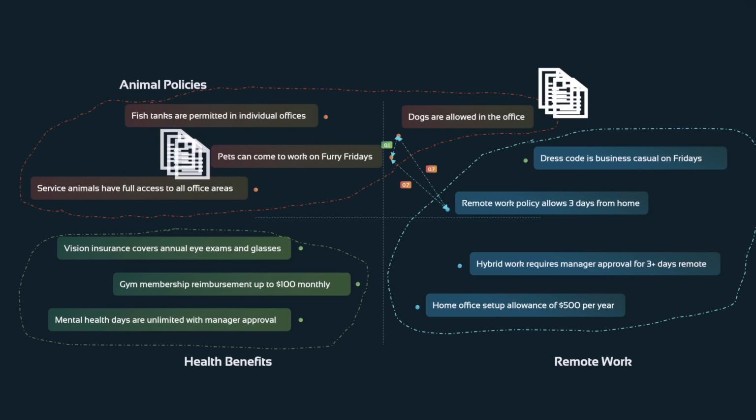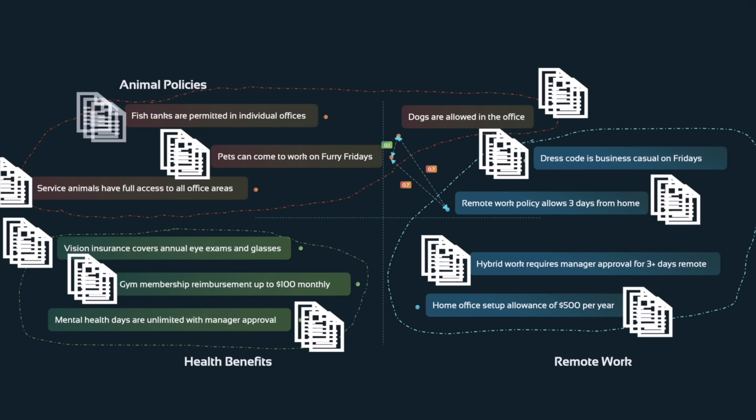Let's now understand chunking. Now that we understood how vector databases work, we have a new challenge. We've been working with simple sentences like dogs are allowed in the office on Fridays. But what happens when we have real policy documents? What if we have a 50-page employee handbook that we want to add to our vector database?